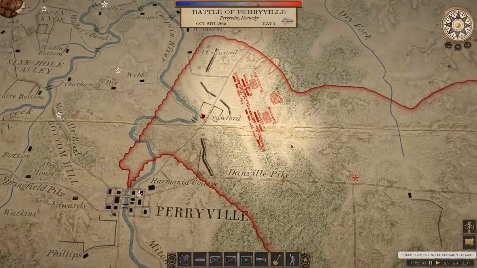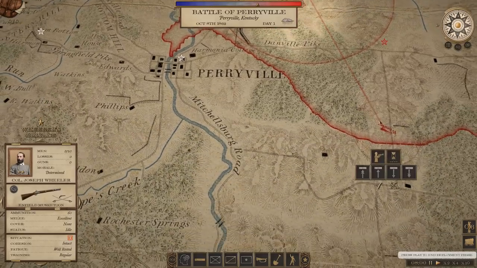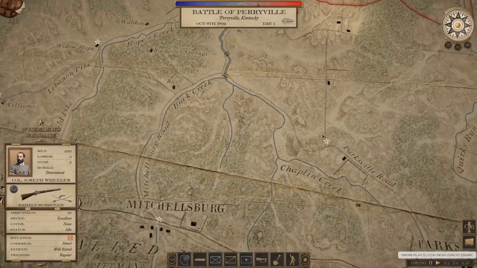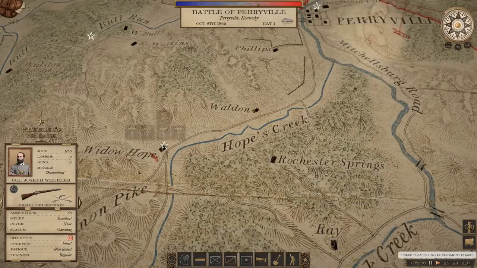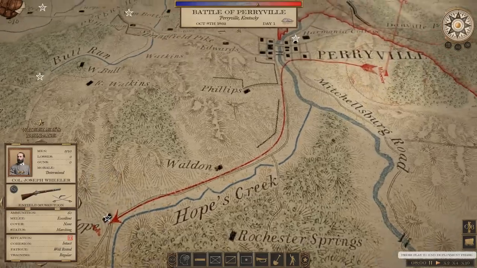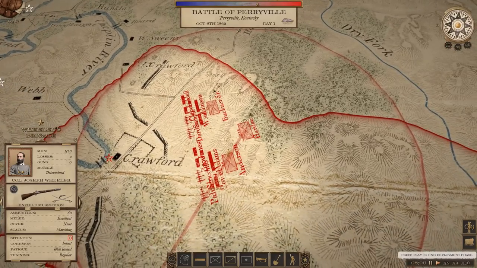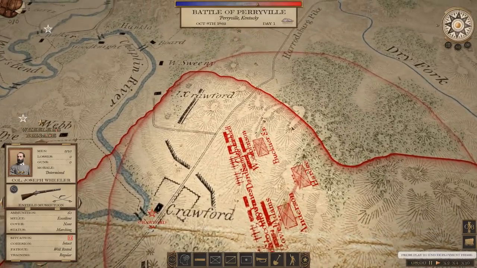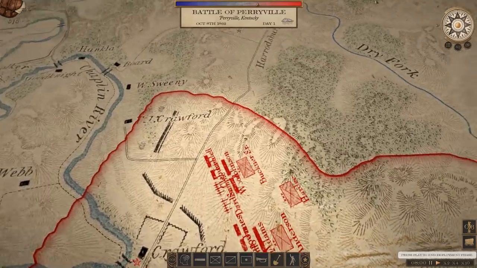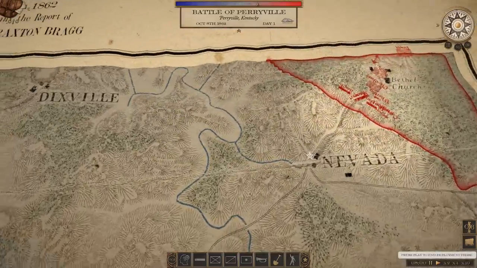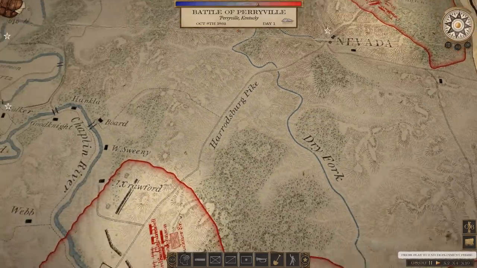And for example, Wheeler's brigade, I could deploy it already closer to the flank and give it a movement order, for example, to move all the way to this Widow Hope's house. And in case of these pre-battle orders, they will be carried out without any order delays. So the delays that happen when you start the real-time play, they don't count here.